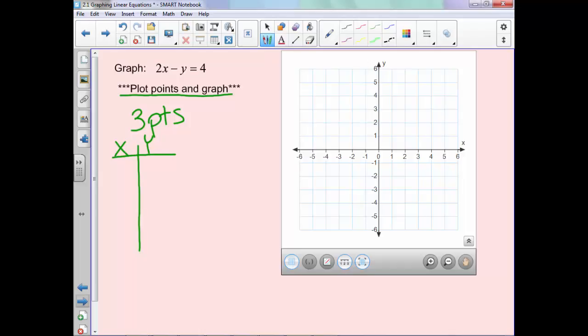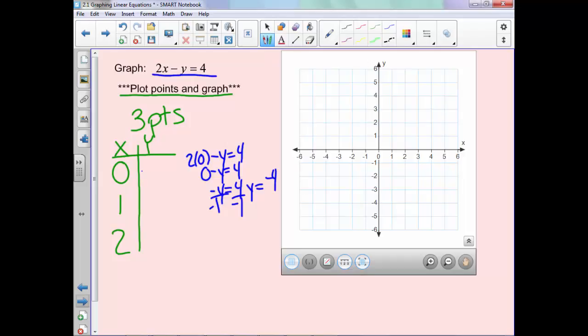Some easy x values to pick would be negative 1, 0, 1, 2. I'm just going to go with 0, 1, and 2. And we'll plug these values of x into our equation and solve for y. So we'll have 2 times 0 minus y equals 4. So 0 minus y equals 4, or negative y equals 4. Divide by negative 1, and our y is negative 4. So there's our first ordered pair.